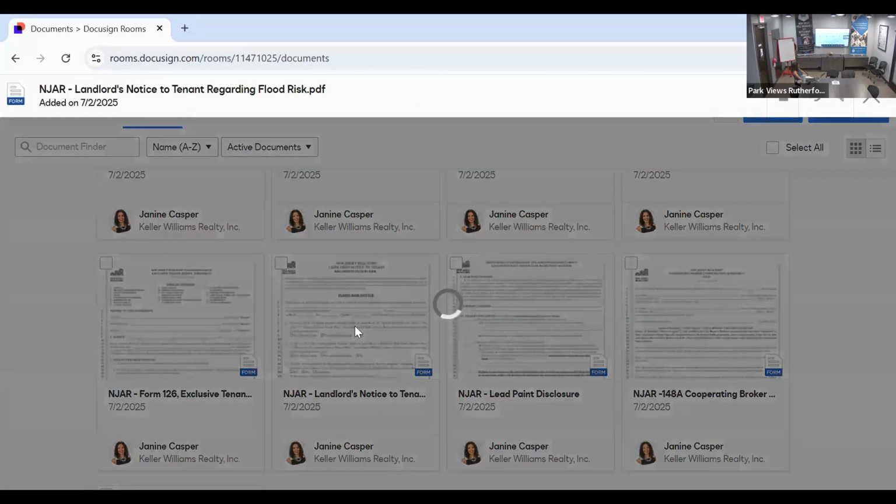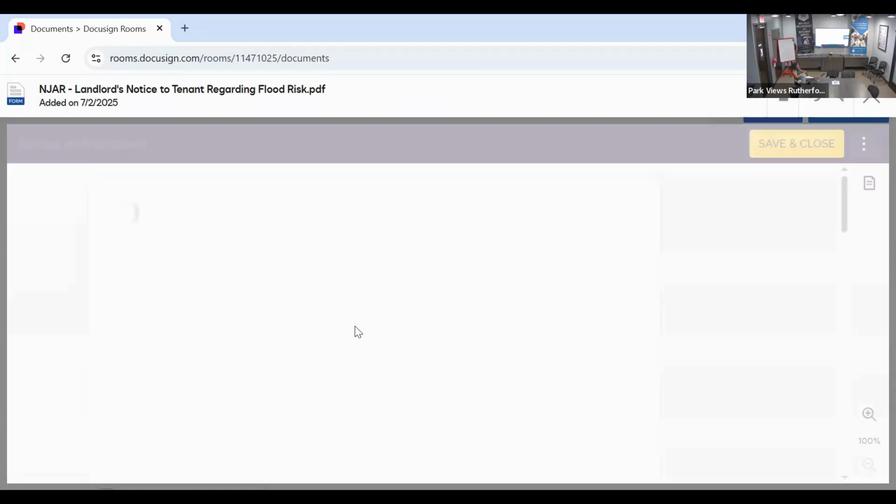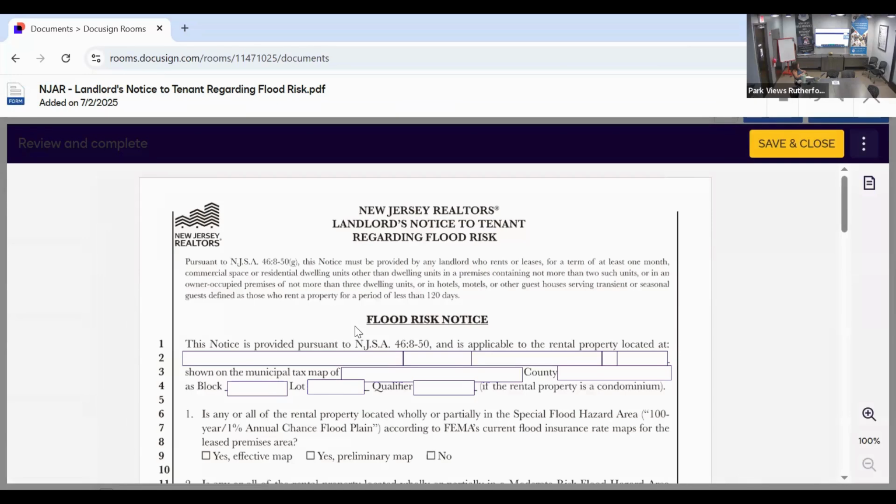Flood notice. This has been in effect since March of last year. Guys, I don't understand why Zip Forms attaches this to the lease, and it doesn't make any sense, because this form needs to be filled out and questions answered by the landlord before the tenant even applies. At that point it's too late.